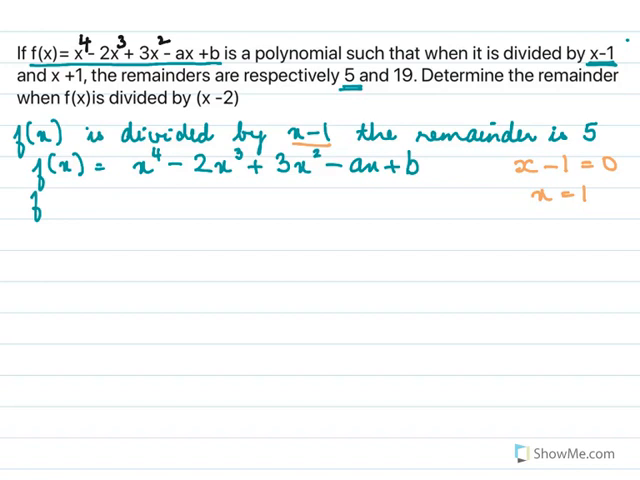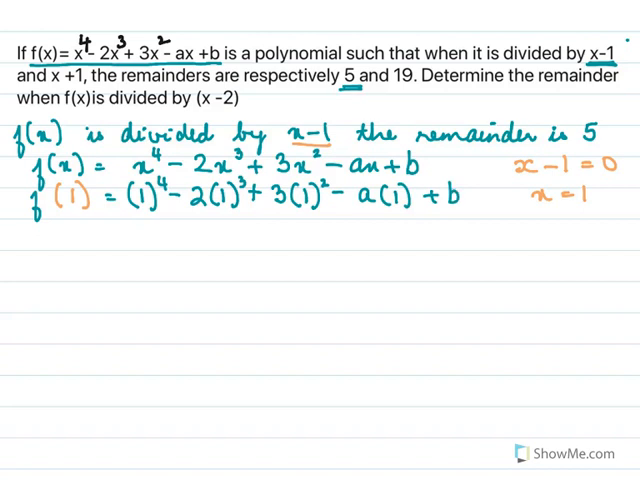And then I find f of 1. And that will be equal to 1 raised to 4. Wherever there is x, I put 1. Now this gives me the remainder, and the remainder they said was 5. So I'll write 5 is equal to 1 minus 2 plus 3 minus a plus b. So 5 equal to, here we have 3, so this becomes 3 minus 1, that is 2 minus a plus b.